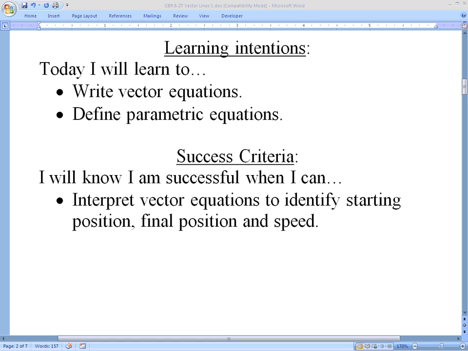Today we'll be talking about writing vector equations and what exactly parametric equations are. And we'll know we're successful when we can interpret vector equations to identify things like starting position, final position, and speed. To start with, we have some terms and notation.